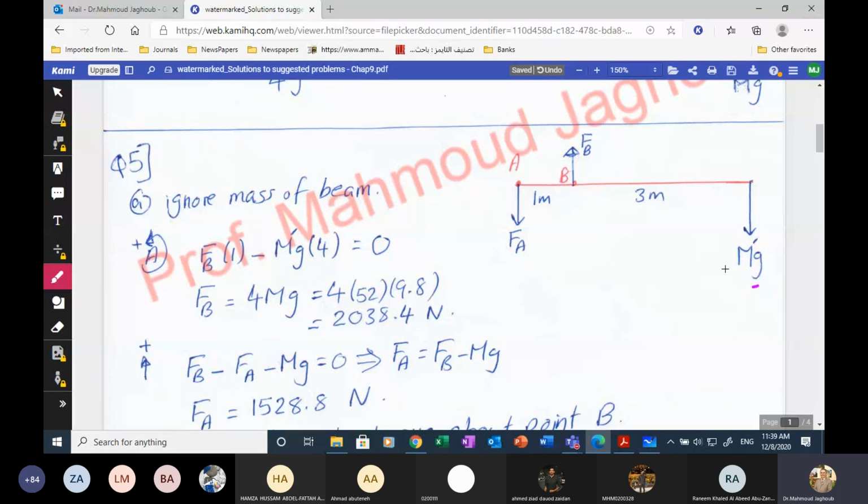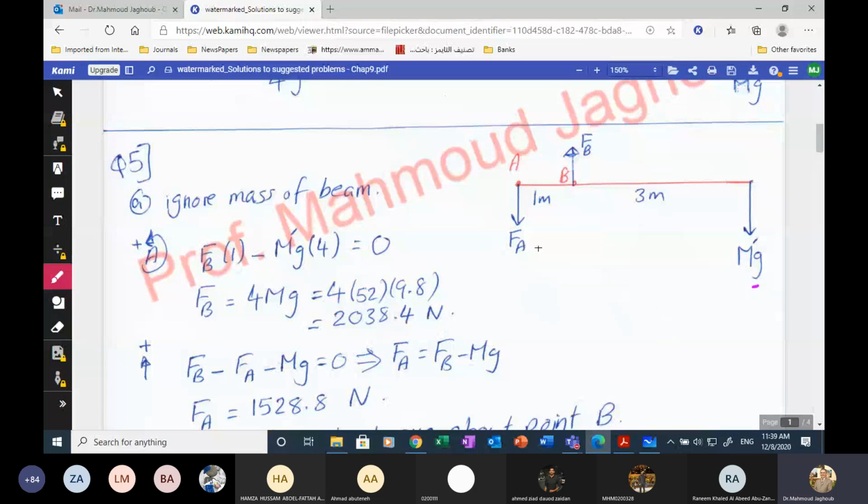Okay. So taking torque about point A, we have Fb multiplied by the lever arm, which is 1, and it is positive because this is a counterclockwise rotation, minus m prime times g, which is the magnitude of the force, multiplied by the lever arm, which is 4 meters, the length of the board. All that should be equal to 0 because this is in static equilibrium. And therefore, Fb is going to be equal to 4 m prime g, and you get Fb almost 2038 newtons. This is the magnitude of Fb.